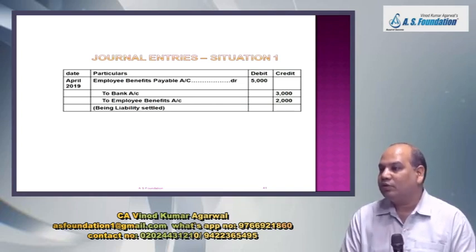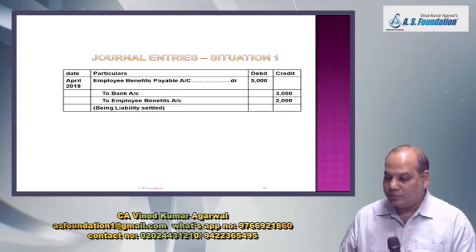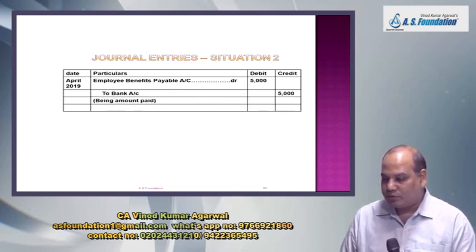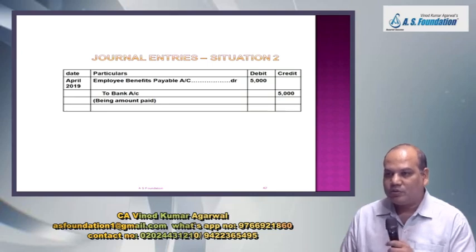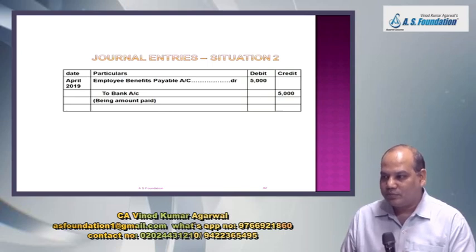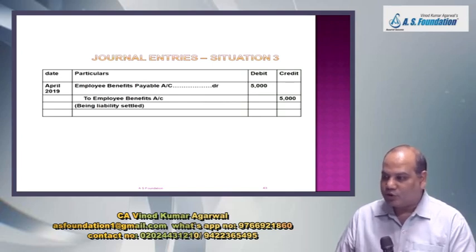Is the entry right? Right. Then write down situation 2, where he will take the payment. Employee benefits payable account debit to bank 5,000 being amount paid. And what will be the entry in the third case? Employee benefits payable account debit to employee benefit account. Write down situation 3. Yes, write fast.